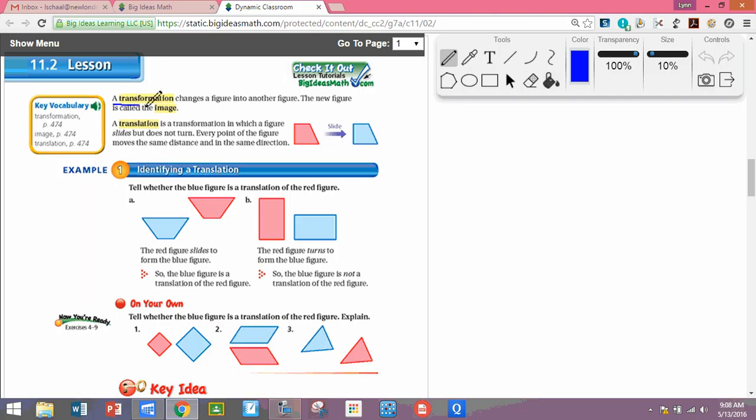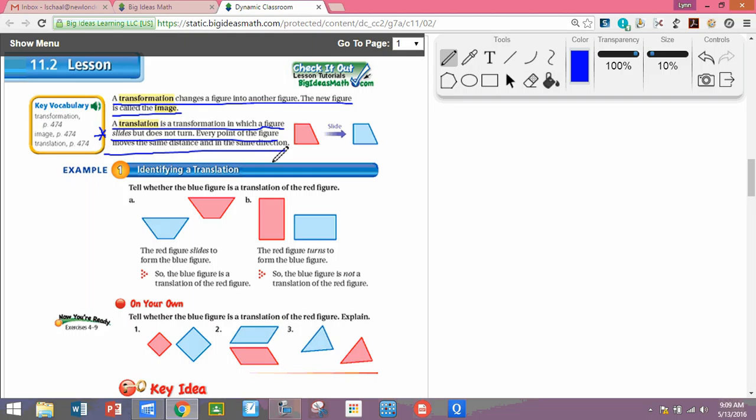Now, a transformation changes a figure into another figure, and the new figure is then called an image. Those are important vocabulary words. But this is probably the most important statement, okay? A translation is a transformation, a change, in which a figure slides but does not turn. So every point on the figure moves the same distance and the same direction.